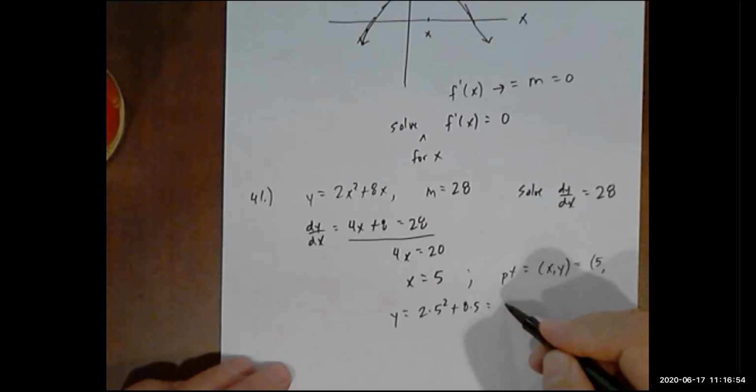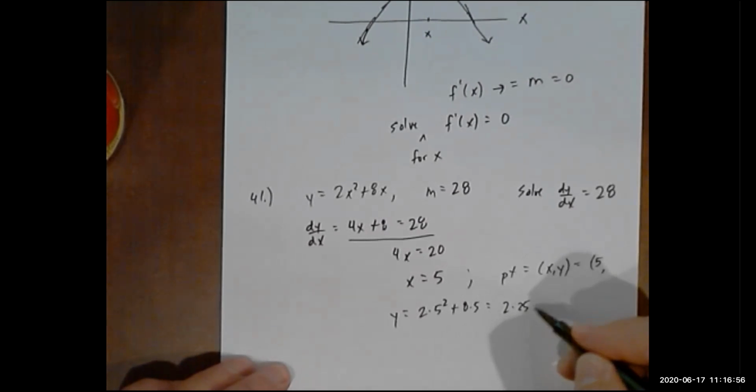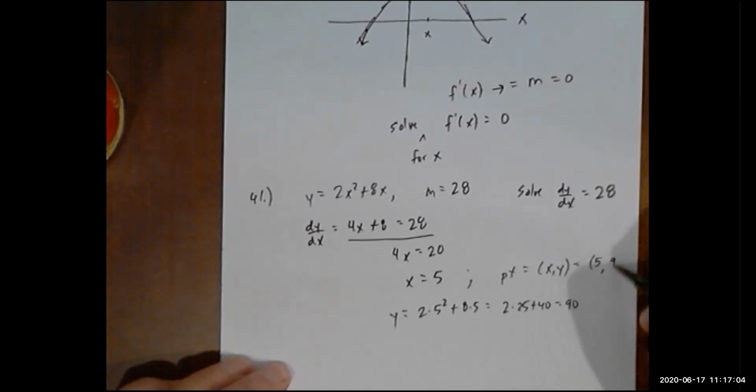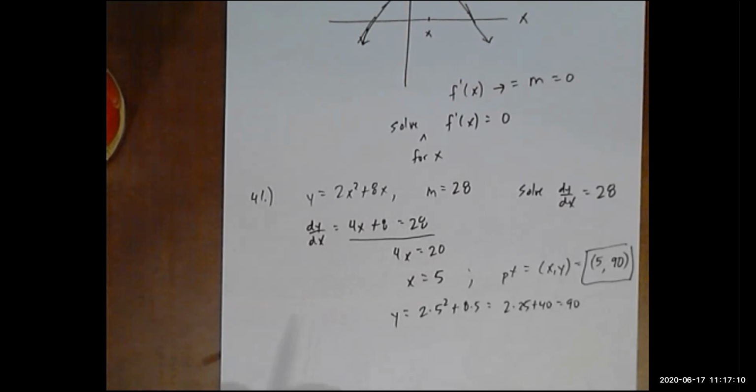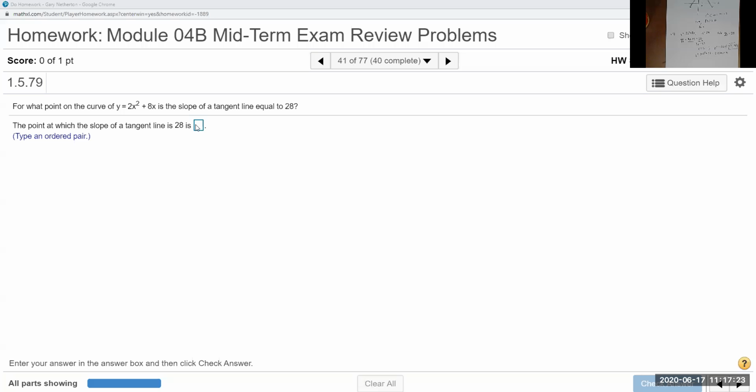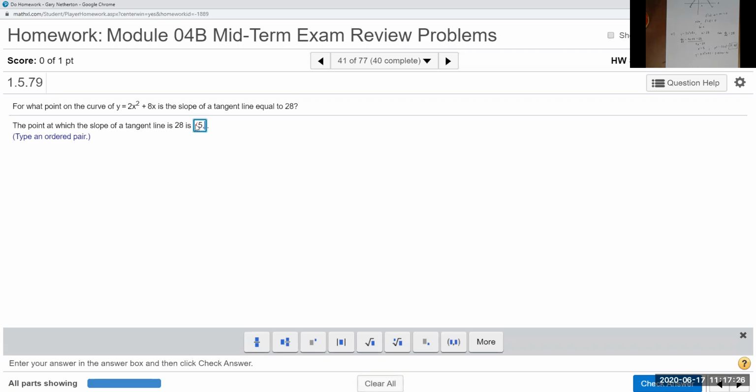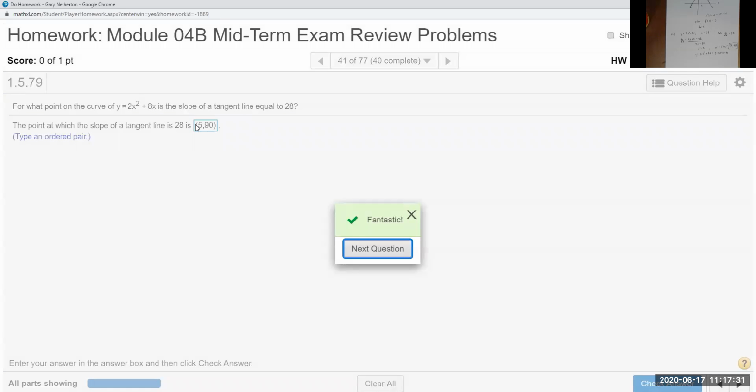This is going to be a pretty big number. 2 times 25 plus 40. That's 50 plus 40. It looks like 90. So it looks like the point at which the slope equals 28 is (5, 90). All right.